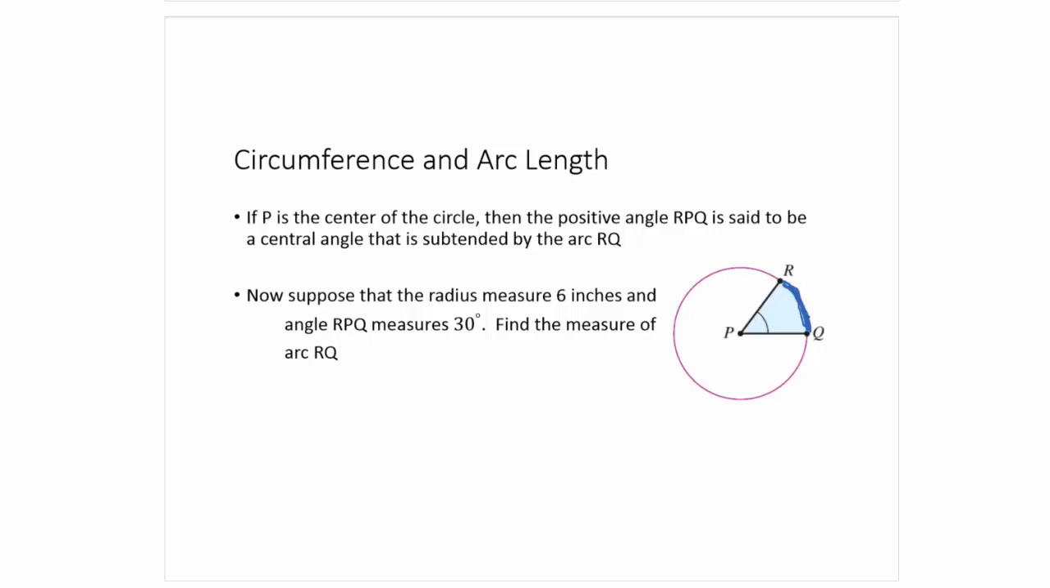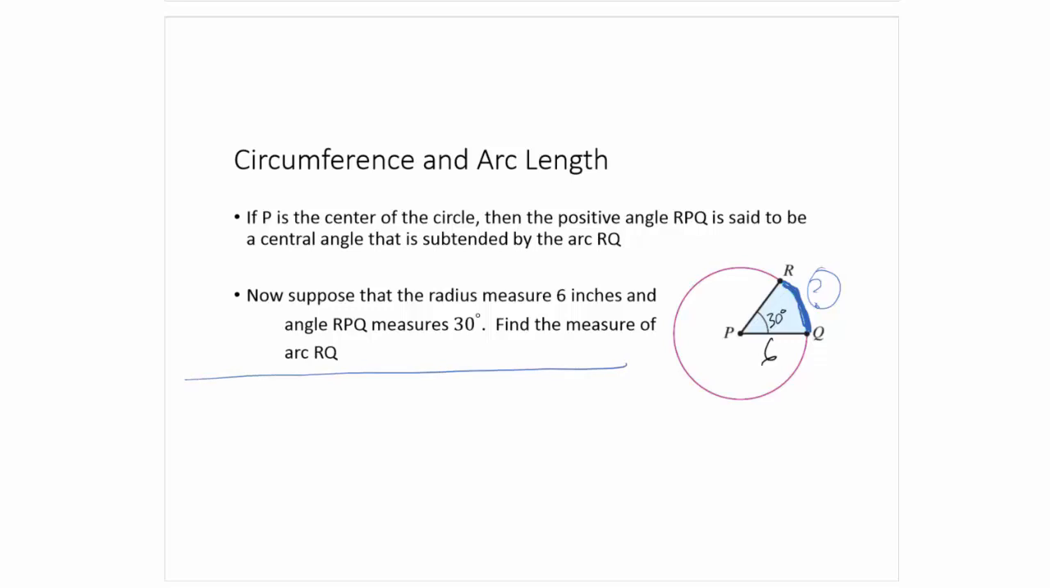All right, let's consider this same diagram, and now let's let the radius measure 6 inches. The angle RPQ measures 30 degrees. And the question is, find the measure of the arc RQ. What's the measure of that arc? Well, I know the circumference, right?